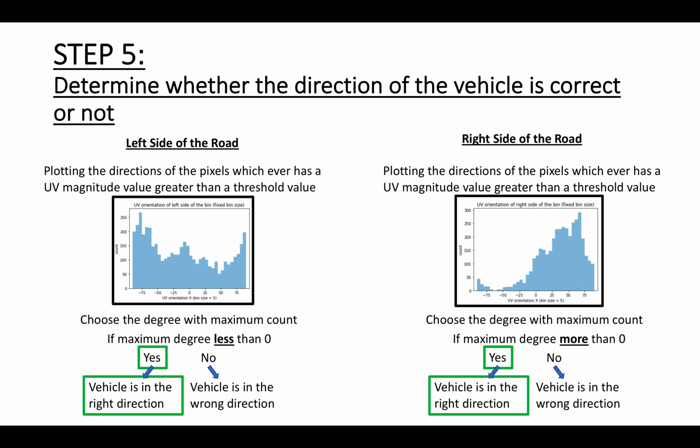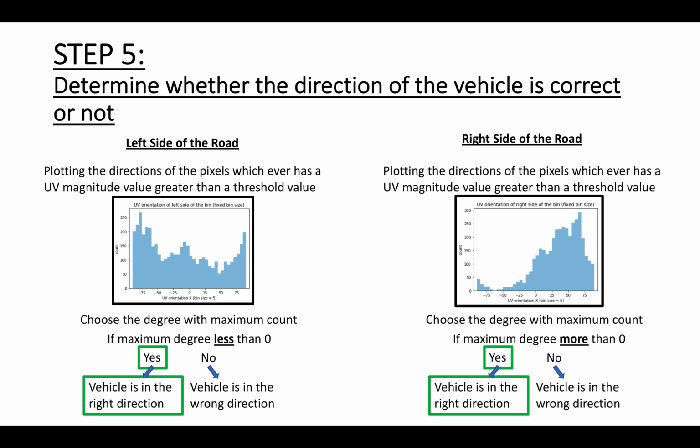Once we get the UV directions, we need to plot them. Before we plot the UV directions, we need to pick only the pixels whose UV magnitude is greater than a threshold value. This threshold value was chosen after running this experimentation over several videos several times and then choosing a value. This value was purely obtained out of experimentation, and there's no formula to find the threshold value.